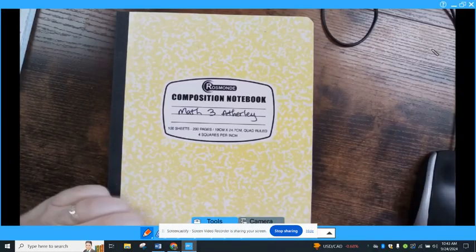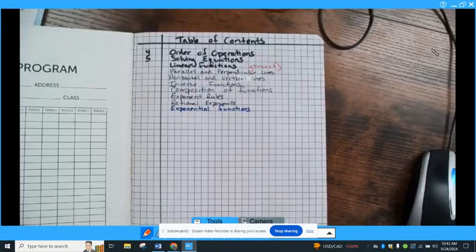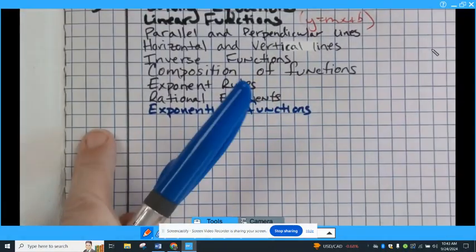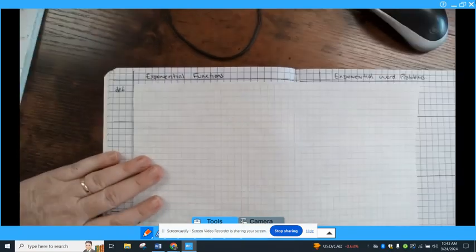Okay, Math 3 notes. I'll go ahead and open your table of contents and add exponential functions to it. Put whatever page you need. Again, pause it at any point if you need to.